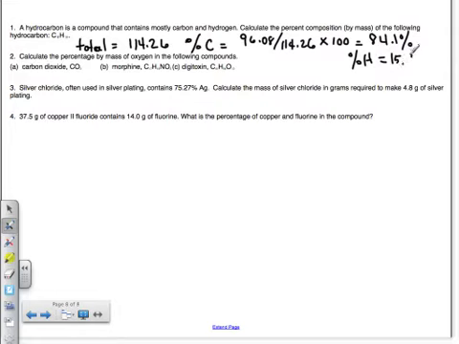So this is pretty easy. All right, why don't you stop and try number 2. You've got 2 different compounds, and we're only doing oxygen, but you have to get the whole mass first. All right.